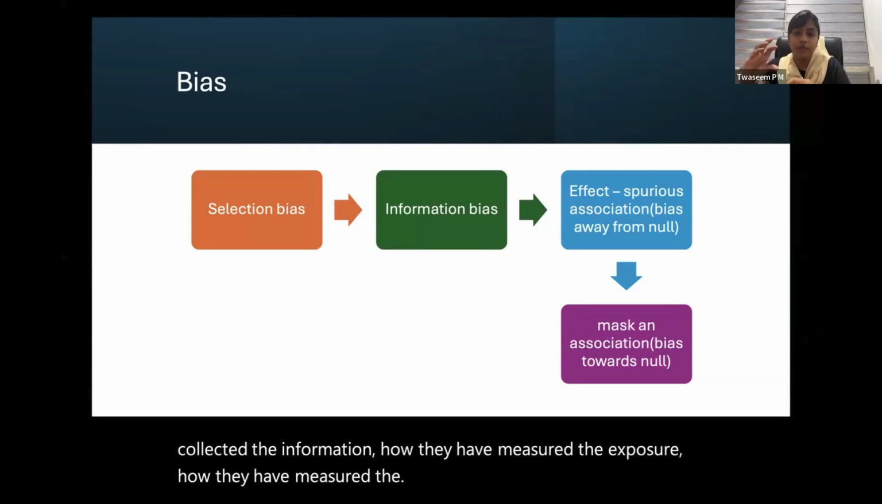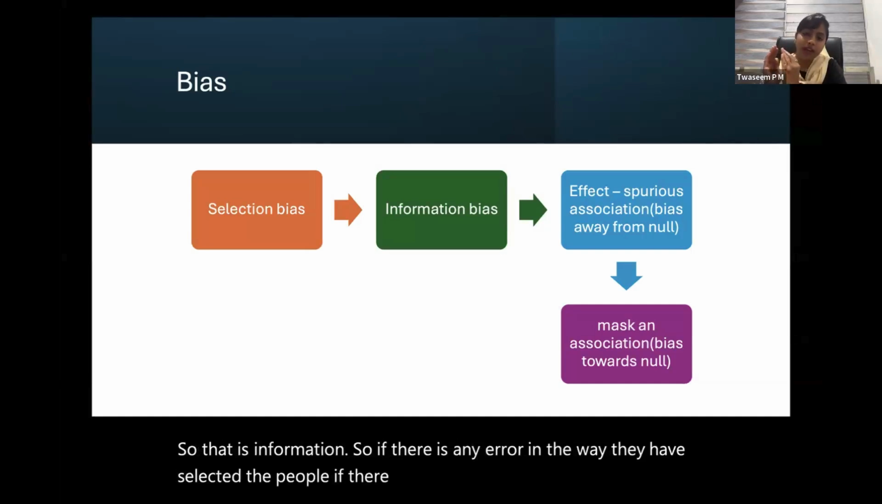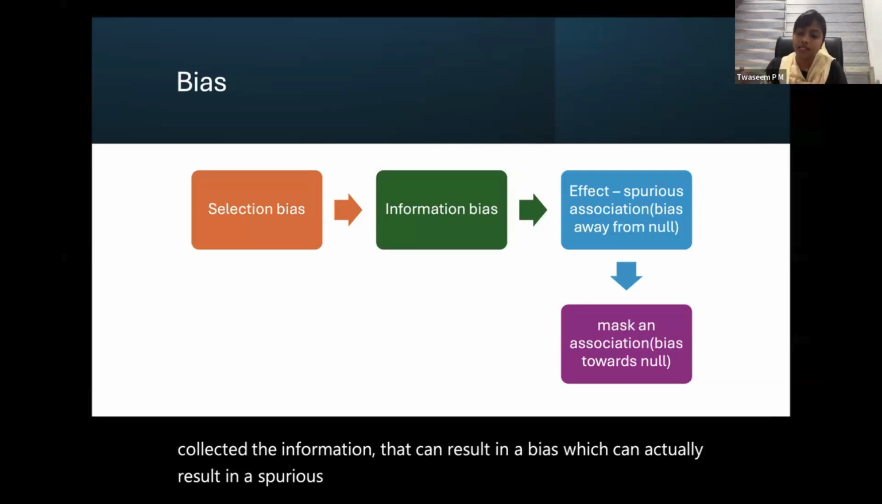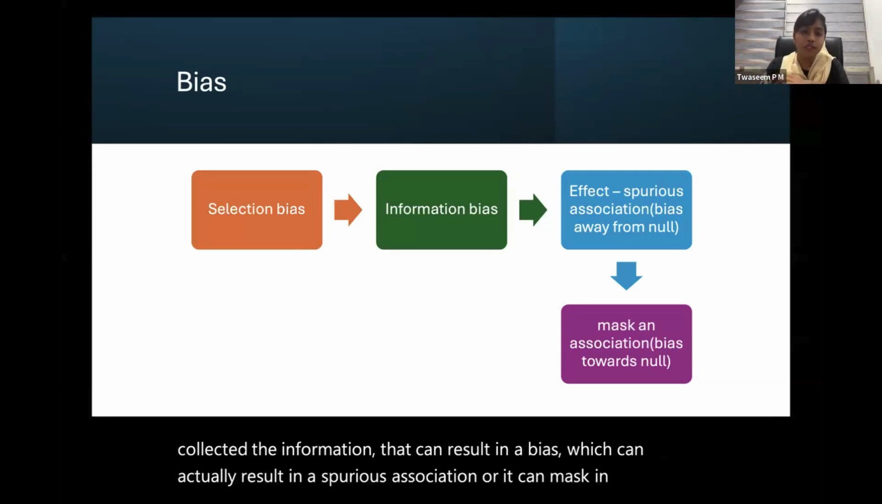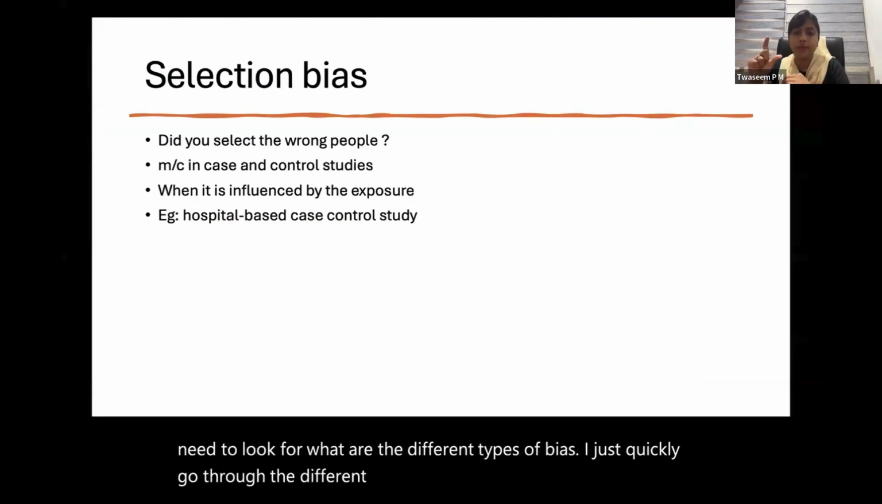So that is information. If there is any error in the way they've selected the people, or any error in the way they have collected the information, that can result in a bias, which can actually result in a spurious association, or it can mask an association. So you need to look for the different types of bias. I'll just quickly go through the different selection biases that can happen.